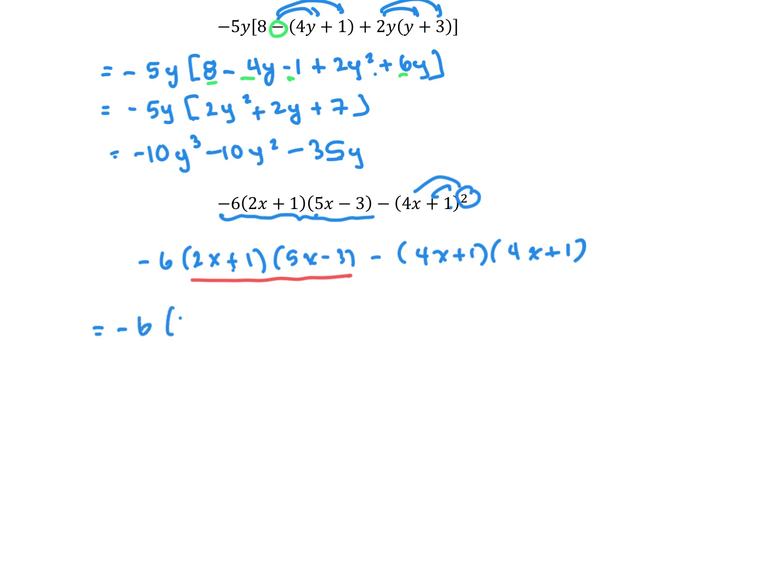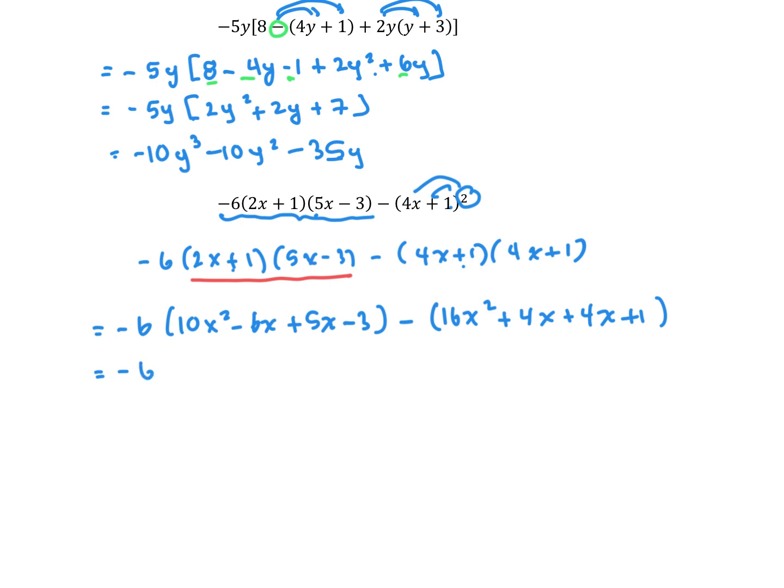So 2x times 5x, 2x times negative 3, 1 times 5x, and 1 times negative 3. And then I'm going to leave this in brackets. I'm going to multiply 4x plus 1 times 4x plus 1. So 4x times 4x, 16x squared, 4x times 1, 1 times 4x, and 1 times 1. Now I'm going to get rid of these brackets. So now I will multiply the negative 6 times this bracket.